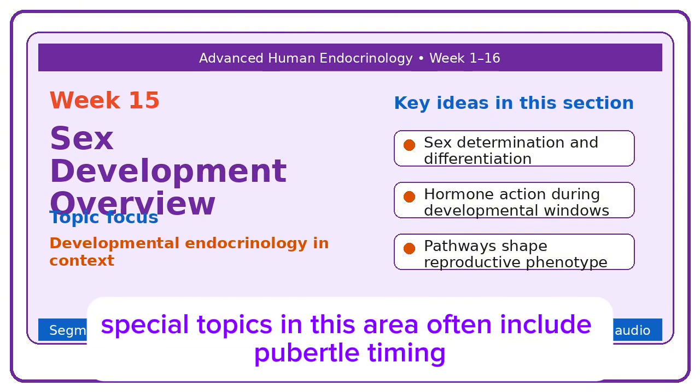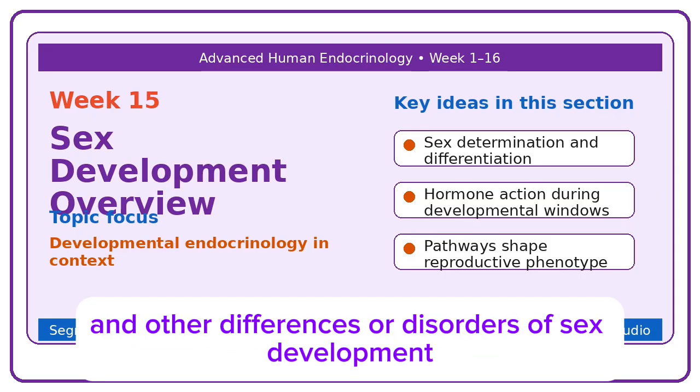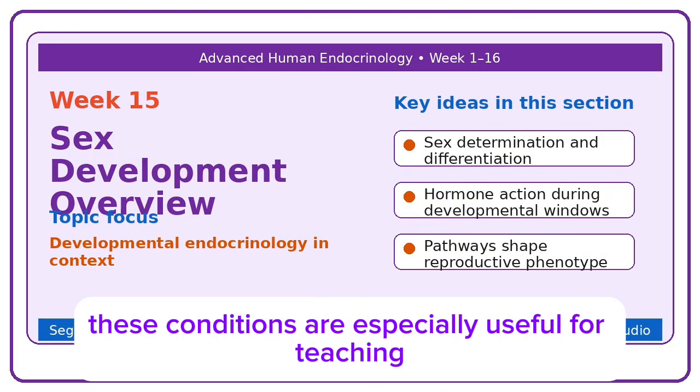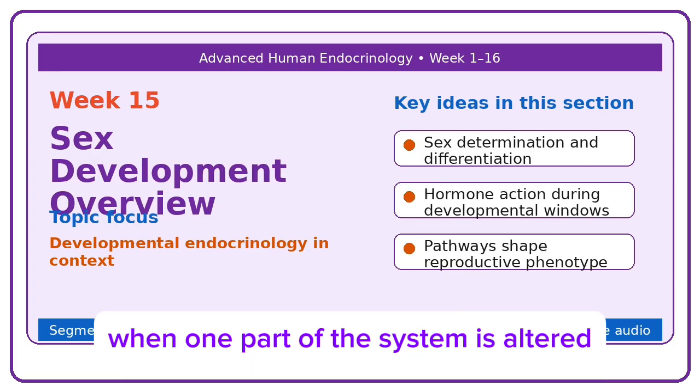Special topics in this area often include pubertal timing, androgen insensitivity, 5-alpha reductase-related pathways, and other differences or disorders of sex development. These conditions are especially useful for teaching because they show how endocrine physiology becomes visible when one part of the system is altered.